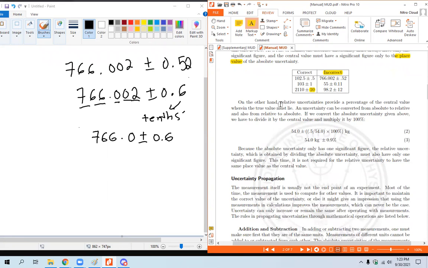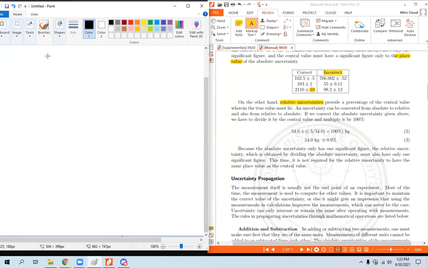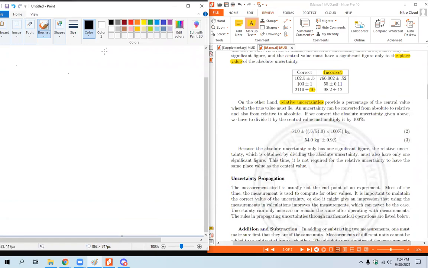So another way of expressing uncertainties is by using relative uncertainties. Ang relative uncertainty is basically a percentage. It's a percentage uncertainty. So the way to convert from relative to absolute uncertainty and vice versa is just to convert your uncertainty into a percentage. So tingnan niyo itong example ng manual dito. 54 plus minus 0.5 yung original, pero kinonvert lang niya into a percentage.